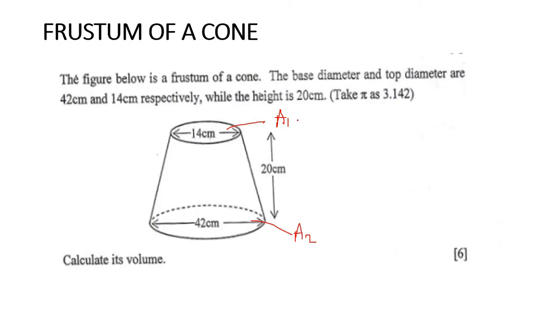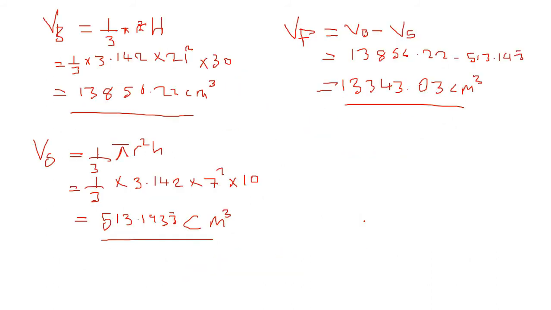Alright, then we know for sure that for our A1 here the diameter is 14, and this is 42, so we know that the radius is 7 and the radius is 21. We know that A1 is going to be pi r squared. Also the A2 will follow the same formula, pi r squared. So that is what you're going to do here.